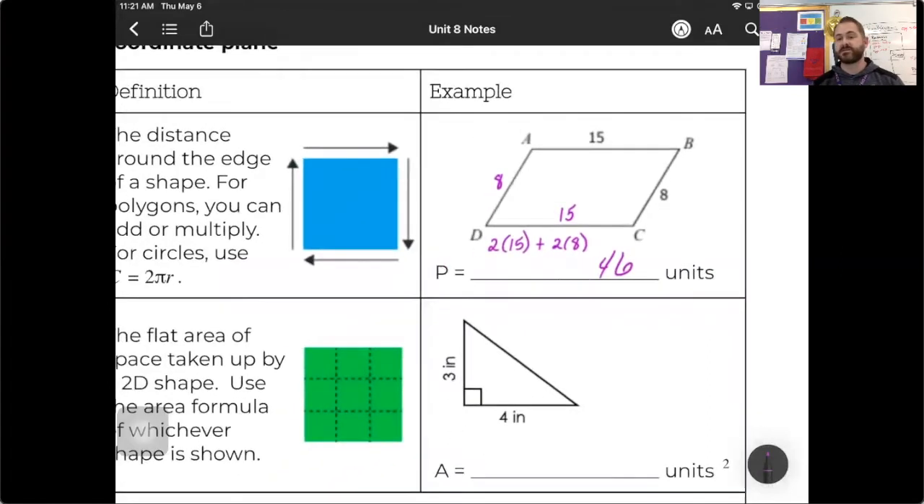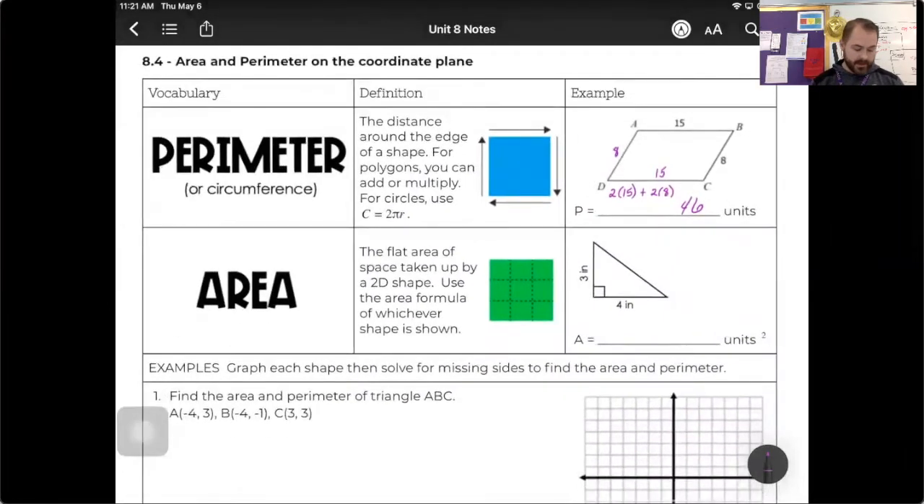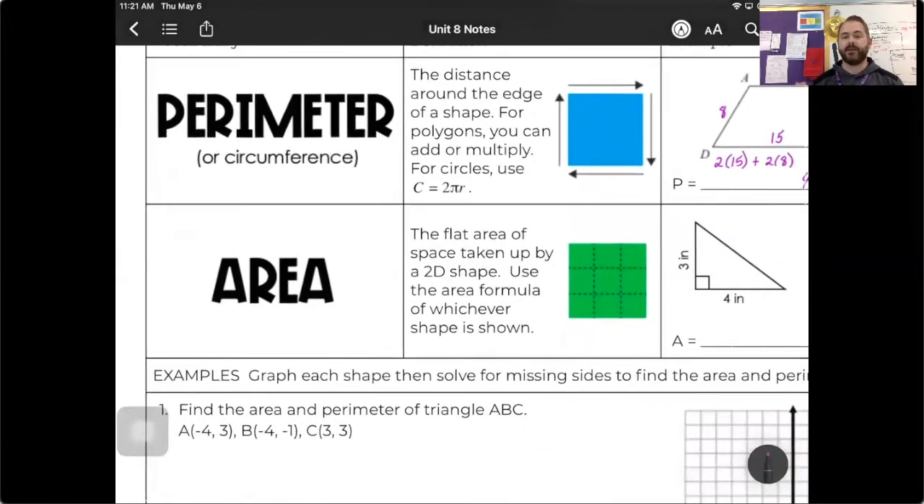So perimeter is just the sum of the sides. Area is the flat space taken up by a two-dimensional shape, and it's measured in square units. So we're going to use the area formula for whichever shape we're using. Remember, area of a rectangle was length times width. Area of a parallelogram was base times height. Area of a triangle is 1/2 of base times height. Area of a circle is pi r squared.